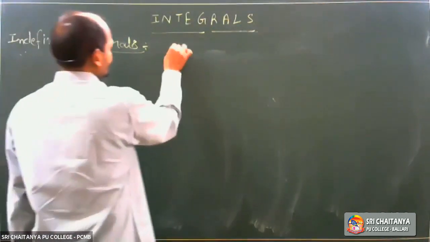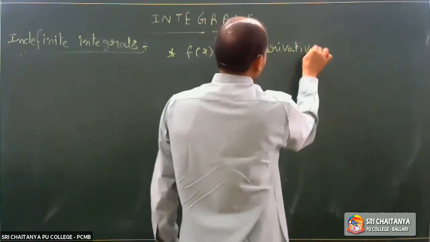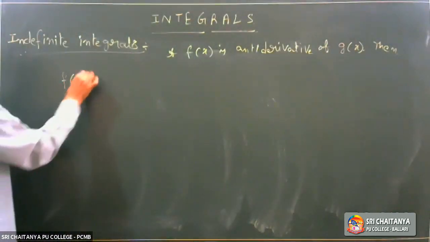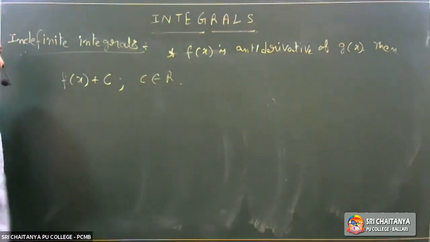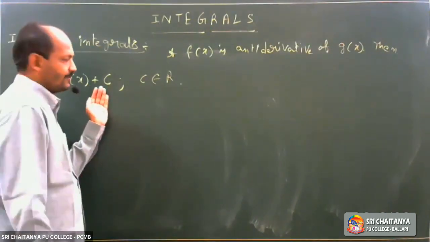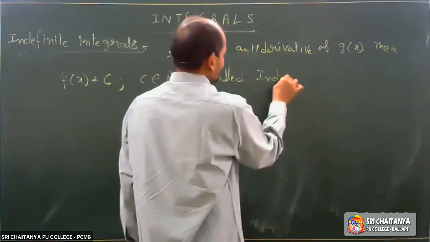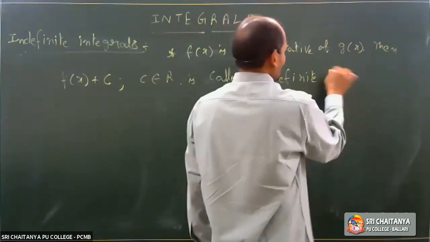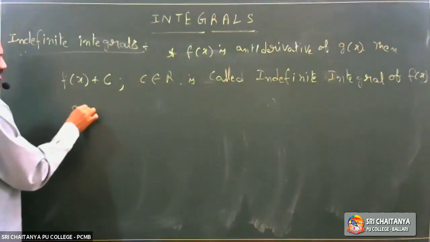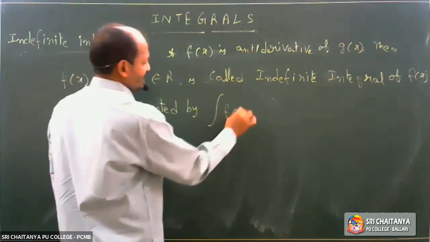Indefinite integral. If f of x is an antiderivative of g of x, then f of x plus c, where c belongs to real numbers, any real number, is called the indefinite integral of f of x, and it is denoted by integral of f of x dx.